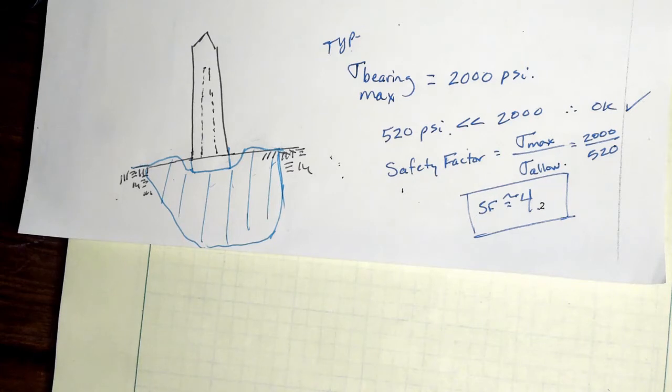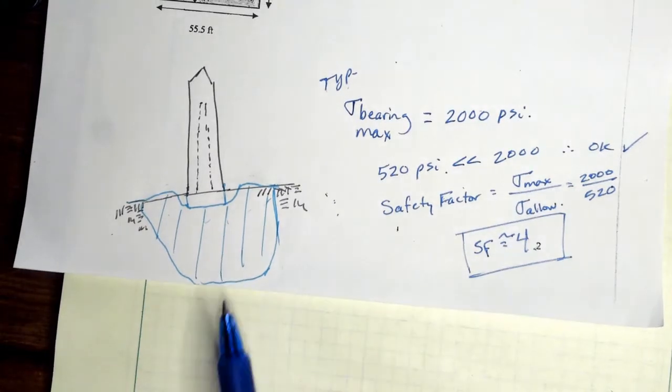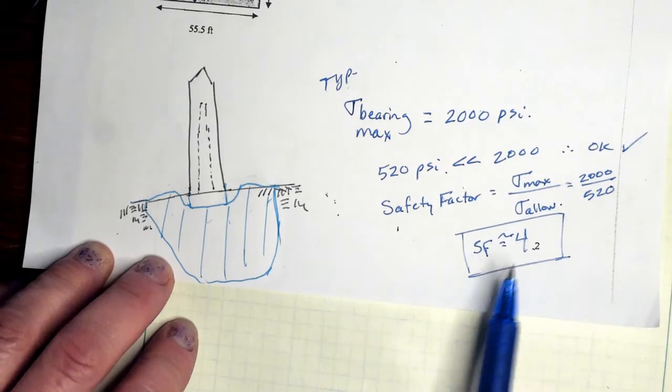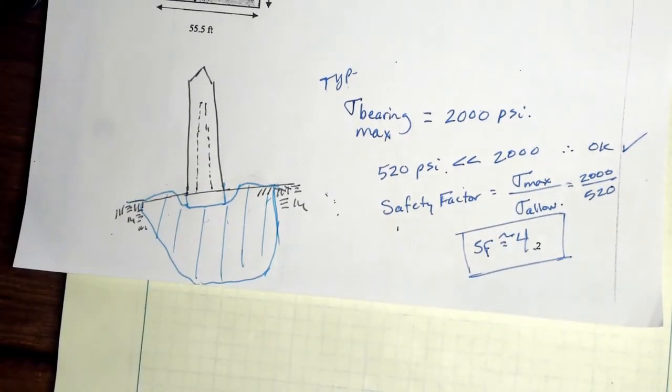Does that feel like a good cushion? You know, for strange things that we don't know what's going to happen? And I do. That makes sense. In geotechnical work, safety factors tend to get pretty high, and so a safety factor of 4 would be very reasonable. Okay, let's do another one.